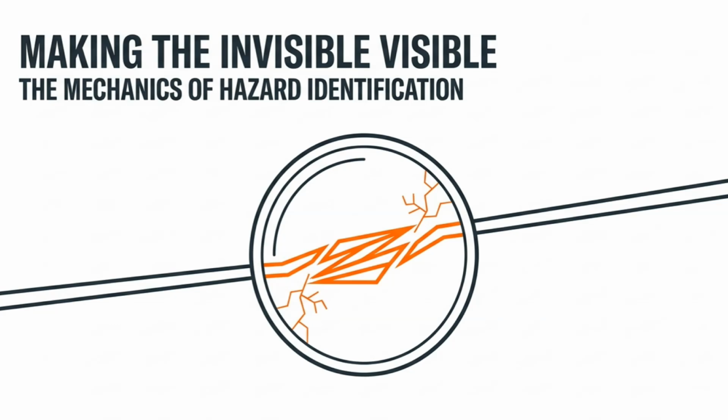Let's jump right into this explainer. Today, we're tackling the absolute first and objectively the most crucial step in safety engineering. We're talking about hazard identification, or as we call it in the industry, HazID. This isn't about guesswork, folks.